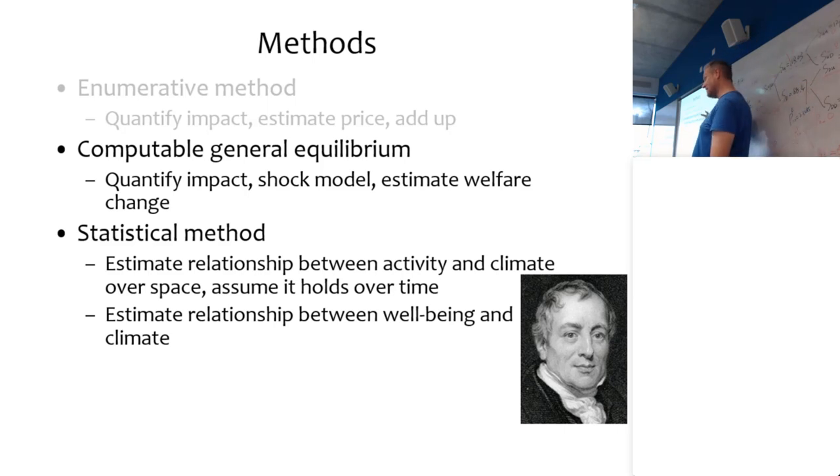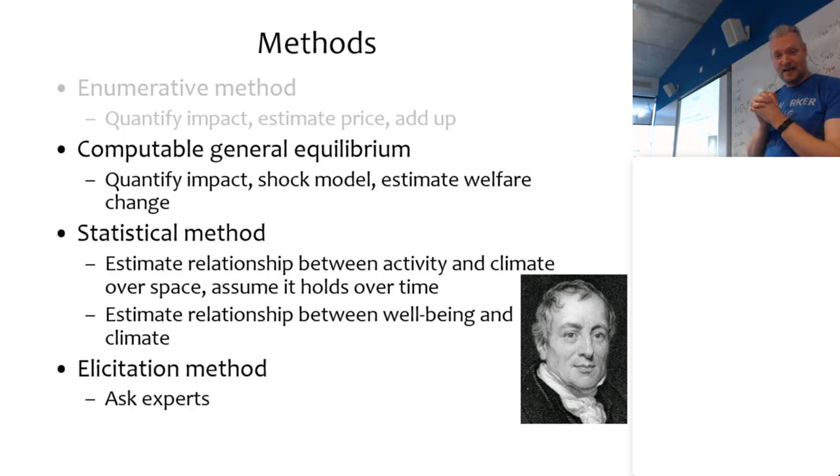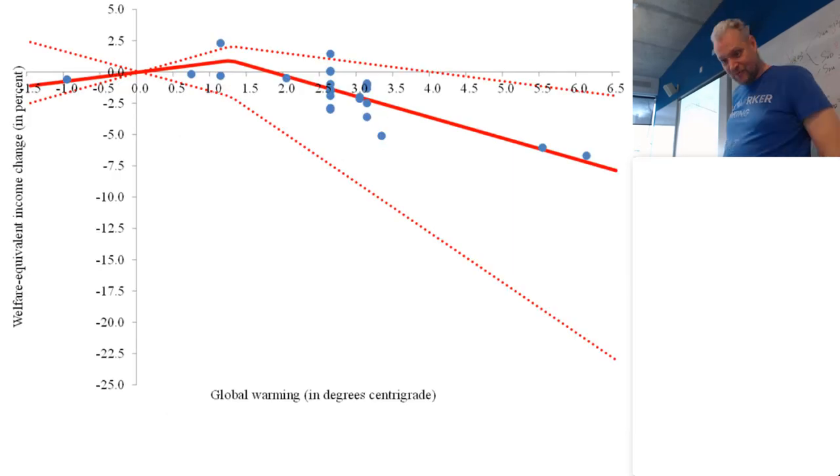So there's good things about this method, but there's bad things about this method too. What people have also done is just directly estimate the relationship between self-reported well-being and climate. And then finally, what people have done is there's two studies, one published, where they just asked people, what do you think the impact of climate change would be? The big problem with the only published study was that it was done in 1994, when the people who were asked to give their expertise could not reasonably claim to know anything about this area at all. So that is what we have.